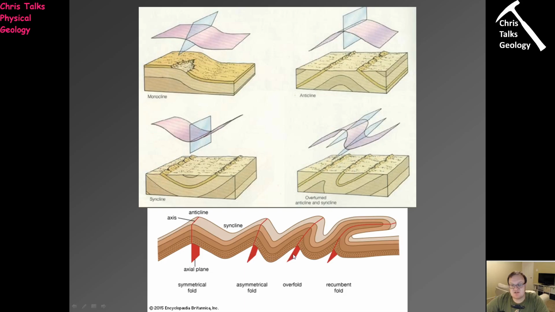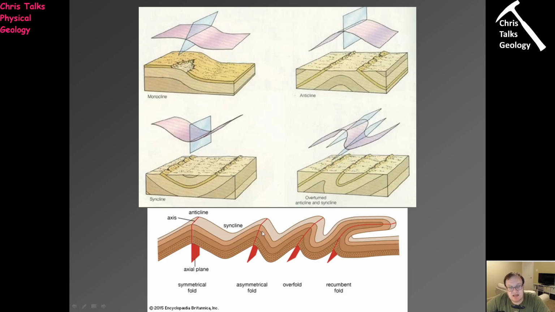Then we have what's referred to as an overfold. As you can see, that's essentially a situation where the fold is being tilted even further. Now this fold has been tilted so far that one of the limbs is now nearly vertical. Well, it is vertical. And that's the classic definition of an overfold. If one of the limbs becomes vertical, or just before or just after vertical, that's going to be an overfold. The final type of fold is this type of fold, which is called a recumbent fold. And that's when the fold has literally fallen onto its side. So it's recumbent.